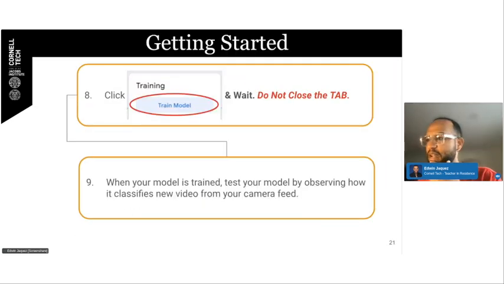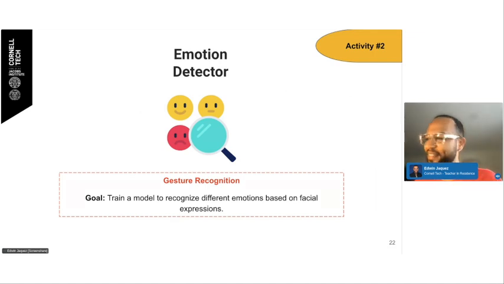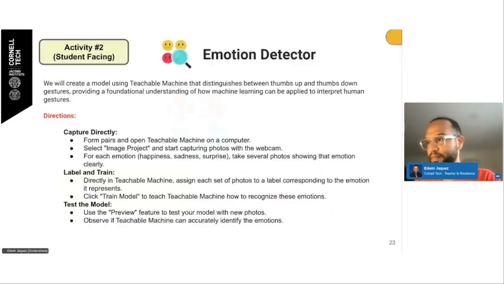And I'm going to move us right along to the second activity. And this one's an emotion detector. So if I were to categorize the first activity and this activity, this would be like a level 2. So it's a little bit more involved. And you'll see why in just a second. The goal for this activity is to train a model to recognize different emotions based on facial expressions.